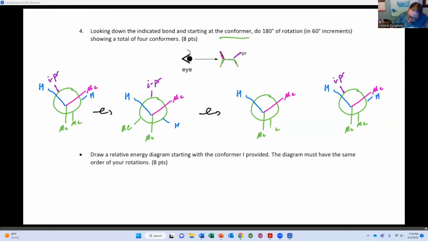So based on the staggered conformer I just drew, this methyl hydrogen is now eclipsing, my bad. And then over here, we have an isopropyl methyl eclipsing.